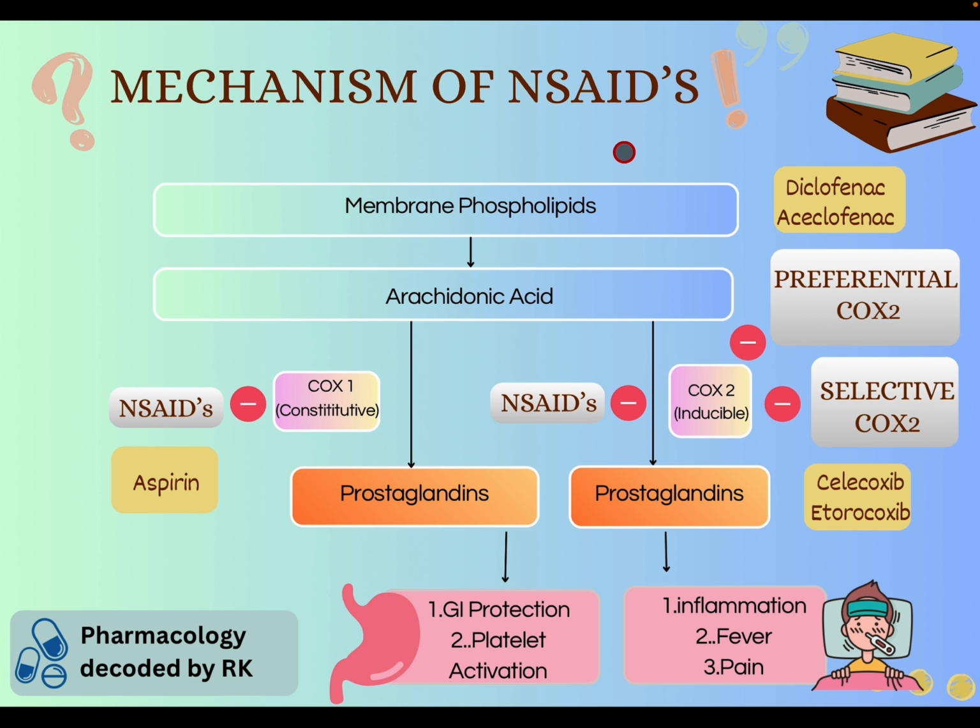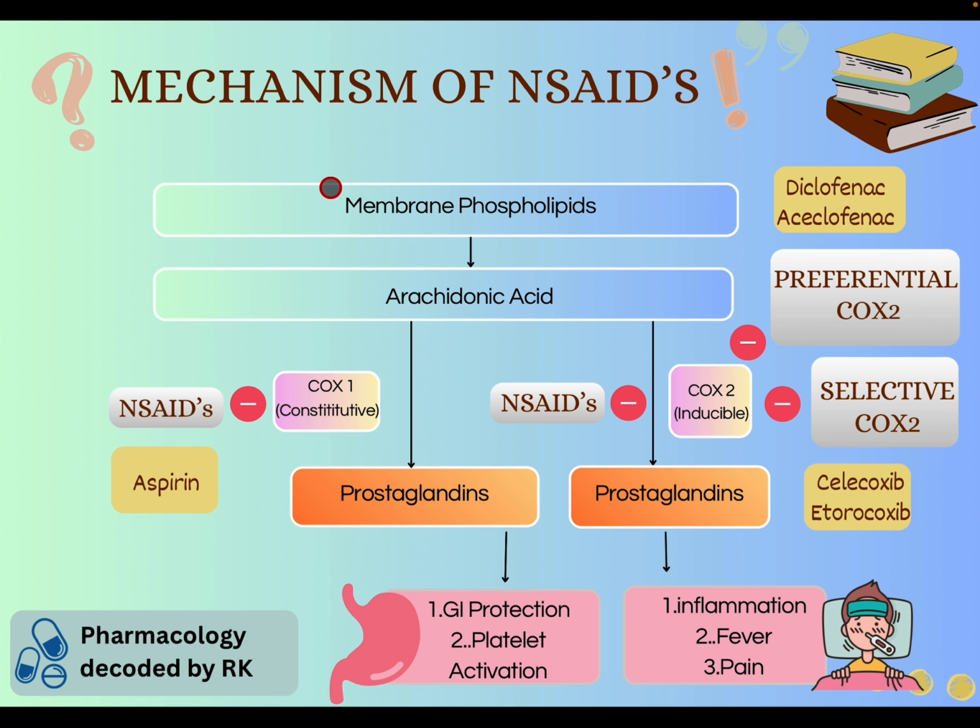Non-steroidal anti-inflammatory drugs are a class of drugs that reduce pain, fever, and inflammation. They are among the most commonly used drugs worldwide. Think of aspirin, diclofenac, and celecoxib. But how do they work? Let's look at their mechanism step by step.